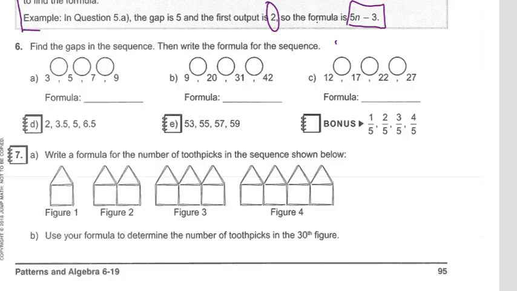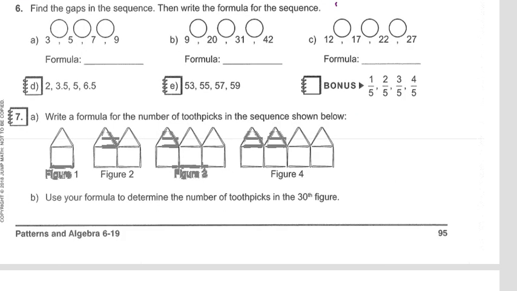So let's look at 6a. It says, find the gaps, then write the formula. So 3 to 5 is plus 2, right? And these are all plus 2. So now I know the first part of my formula is 2n. Well, what's 2 times 1, because this is the first term. So I would say 2 times 1 is 2, plus 1. And see if that works for the second term. The second term is 5, so I'd say 2 times 2 plus 1. 3 times 2 plus 1 for the 7, and it works. That's our formula. Okay?